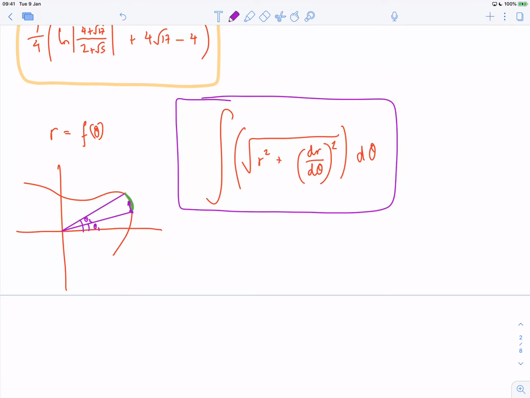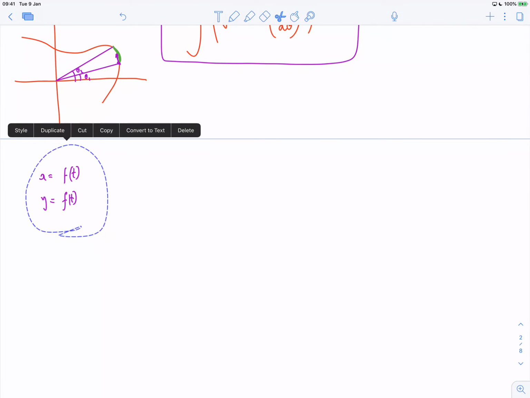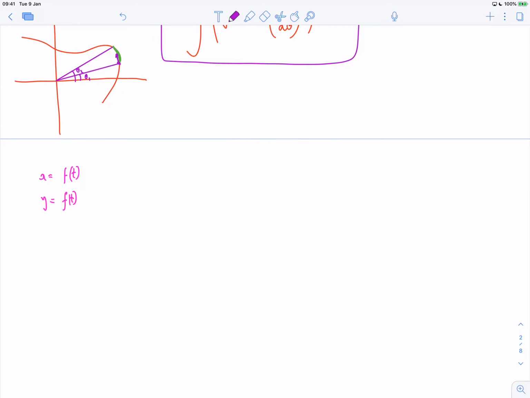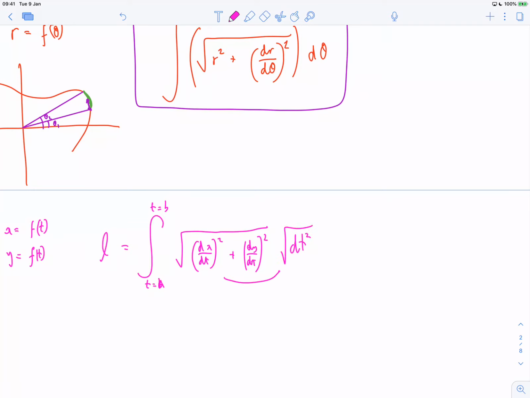What was the other thing I wanted to talk about? Oh yeah, the parametric case. To be fair, polar coordinates is very similar to parametrics. Let's say I've got x as a function of t, and y as a function of t. Then the curve length, which we'll call L, is going to be the integral, and this time your t values are the things up here, of the square root of (dx over dt) squared plus (dy over dt) squared, dt. You can see that dt is just the square root of dt all squared, and when you multiply these together, you get the integral of the square root of dx squared plus dy squared and so on.